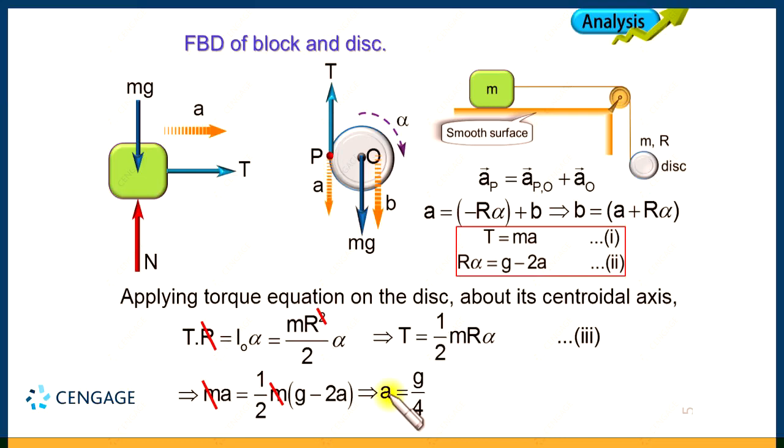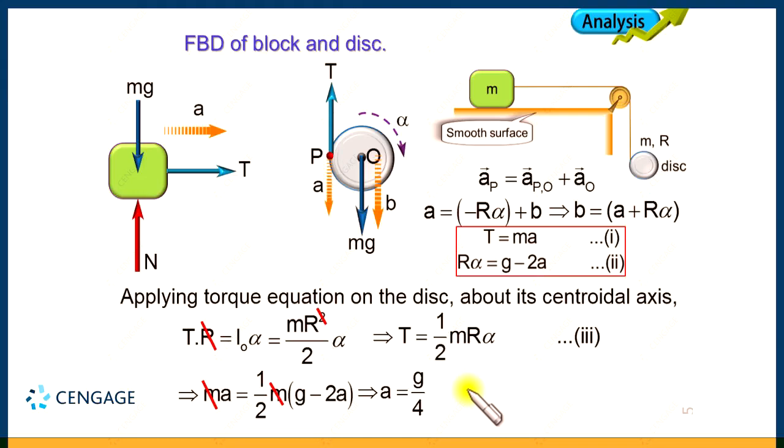This is the acceleration of the block. Now we got the acceleration of the block. Again we need to calculate the acceleration of the center of the disk, and the center of the disk is written as B equal to A plus R alpha. We got the value of A, we know the value of R alpha equal to G minus 2A, and here again we can substitute the value of A.